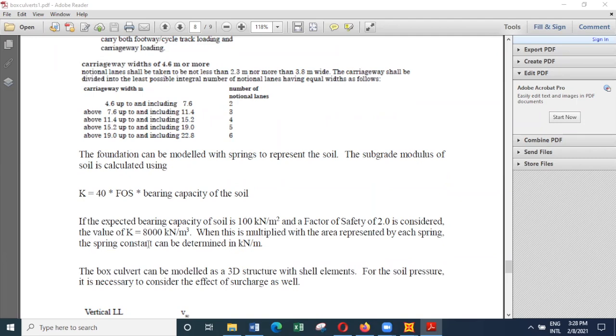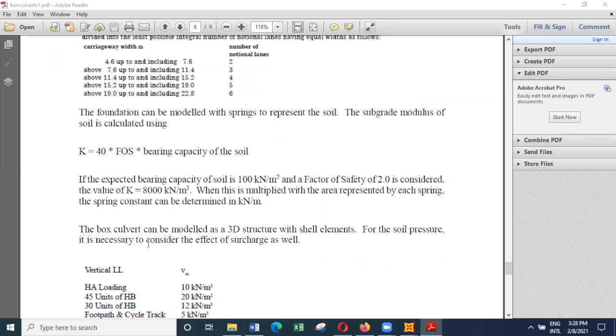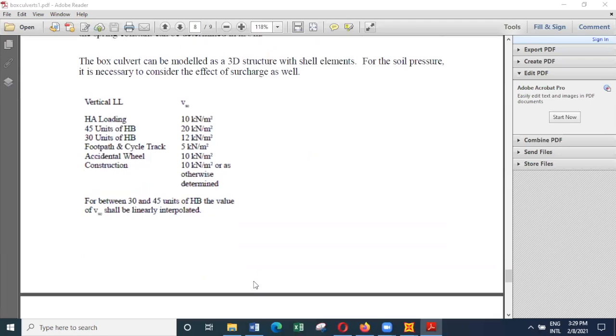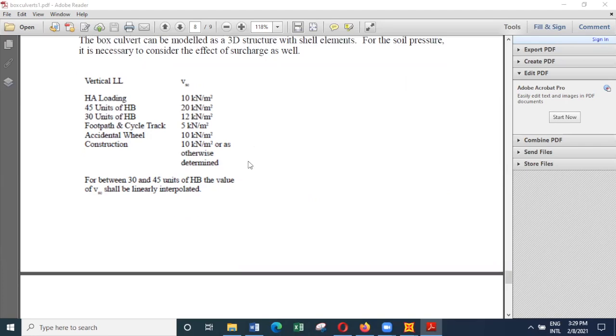So if you want, you can do 2D analysis for box culverts, but on the other hand, you can analyze the box culvert as a 3-dimensional structure as well. In addition to all these loads due to soil pressure, we have to consider the lateral load due to live load surcharge as well, and the live load surcharge values are given by these.